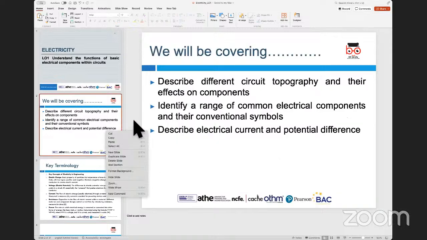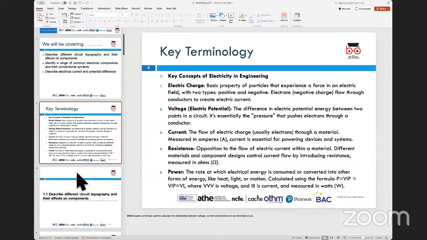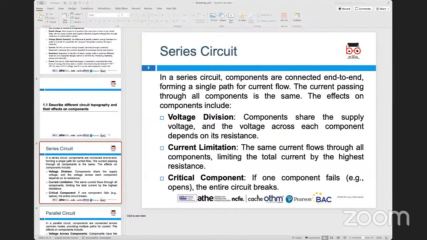Now, let's look at some of the assessment criteria that we're going to be covering in Learning Outcome 1. One of the first assessment criteria talks about describing circuit topography and their effect on the components. Now, one of the things that I would want to do is get into details in terms of understanding what circuit topography is. So let's look at understanding what circuit topography is. Now, let me bring a picture, just for the purposes of better understanding.